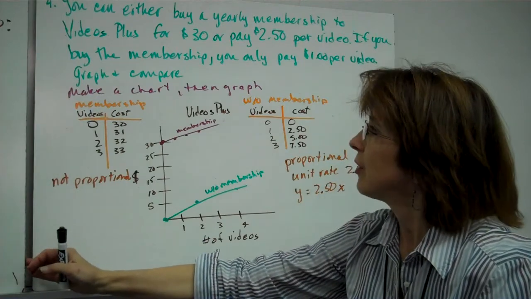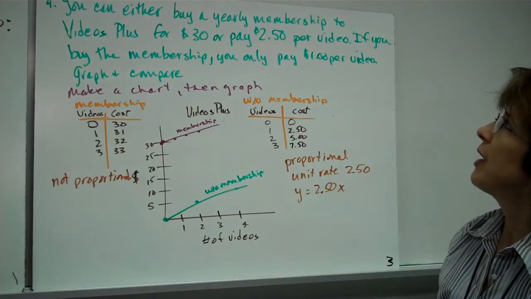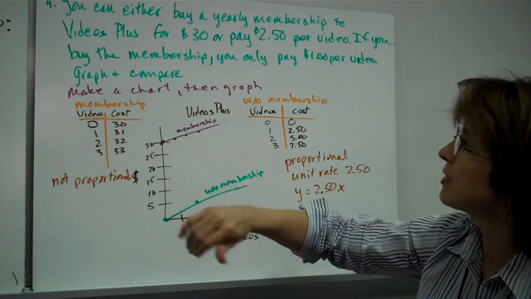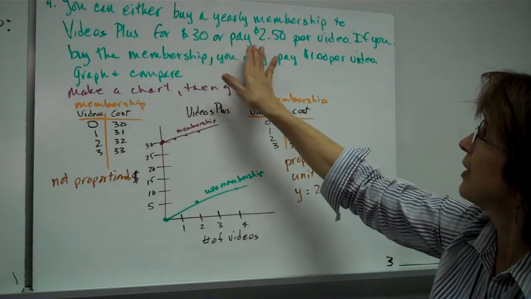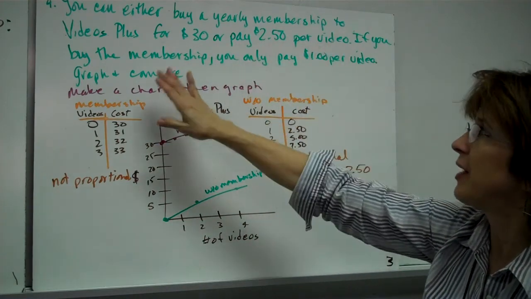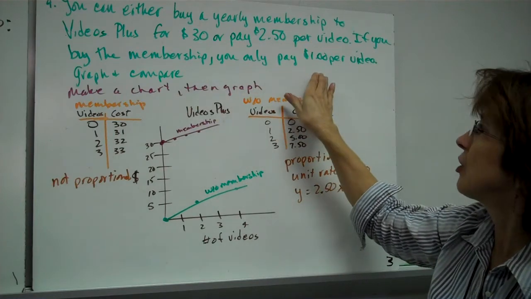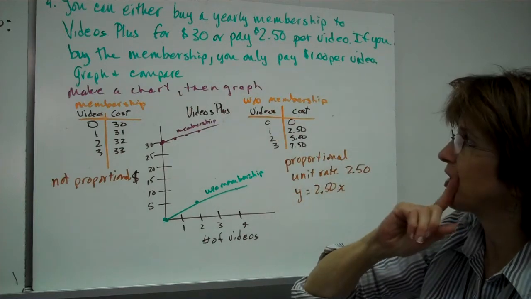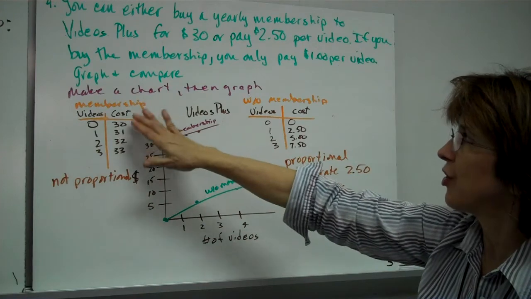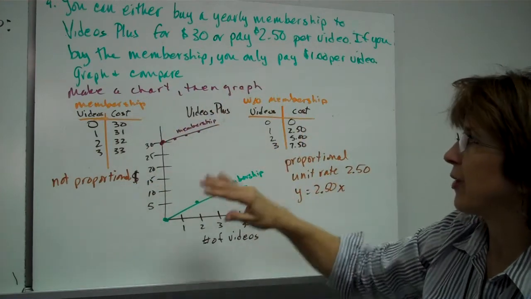We have here number 4. Okay, you can either buy a yearly membership to Videos Plus Store for $30 or pay $2.50 per video. If you buy the membership, you only pay $1 per video. Okay, so you want to graph and compare the two things. You want to make a chart of each situation and then graph it.